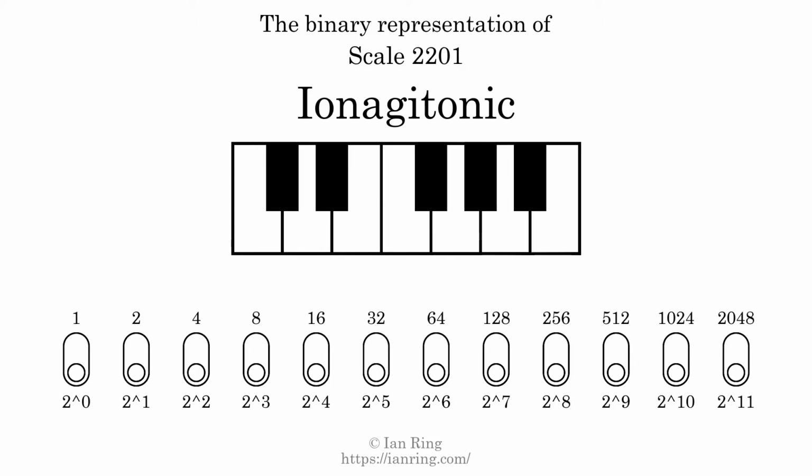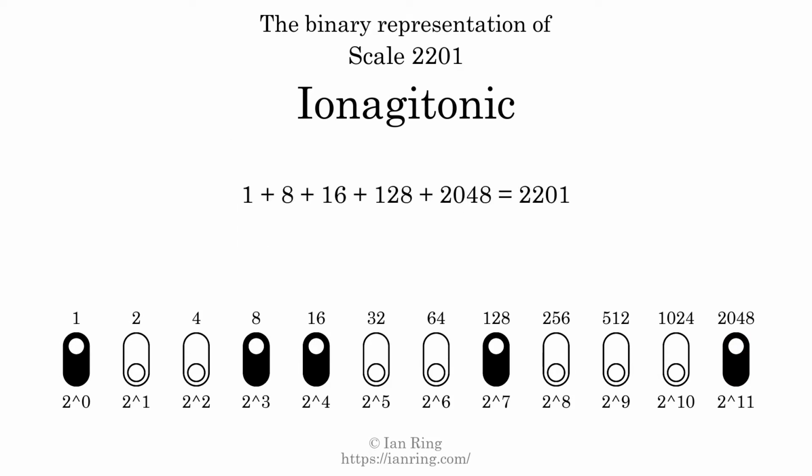The binary representation of this scale is determined by mapping tones of the scale to binary digits. Each binary digit represents a power of 2. To get the scale number, we add the powers of 2 together. The powers of 2 that are present in the scale, all added together, equals 2201. That is why the scale number, in decimal, is 2201.